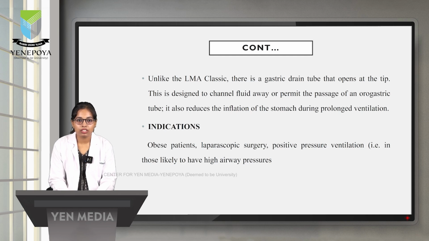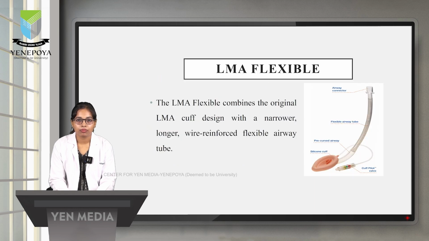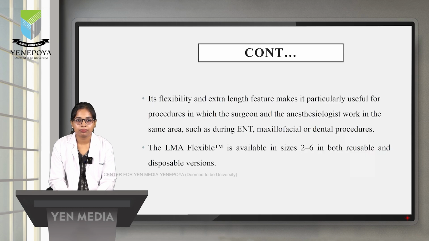Indications are obese patients and laparoscopic surgeries with positive pressure ventilation. LMA Flexible combines the original LMA cuff design with a narrower, longer, and wire-reinforced flexible airway tube. Its flexibility and extra length make it particularly useful for procedures in which the surgeon and the anesthesiologist work in the same area, such as ENT, maxillofacial, or dental procedures. The LMA Flexible is available in sizes 2 to 6 in both reusable and disposable versions.